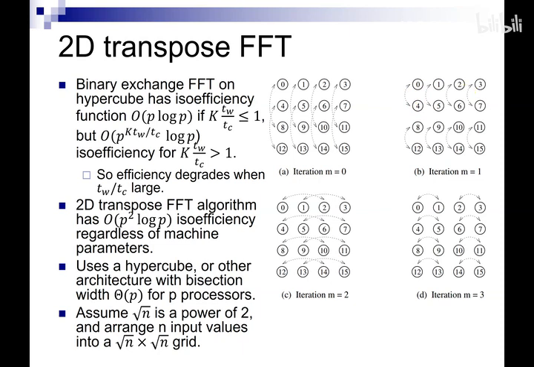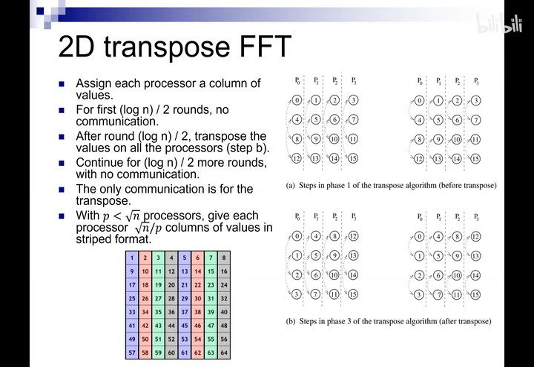However, once you move to the third iteration, the butterflies are between values which are 2 apart, so they're going to be on the same row now. And in the fourth stage, they're also going to be on the same row. Now for the 2D FFT, let's do it this way. First of all, we arrange the values in this root n by root n grid, and let's say you have exactly root n processors. Then we're going to assign one processor for each column.